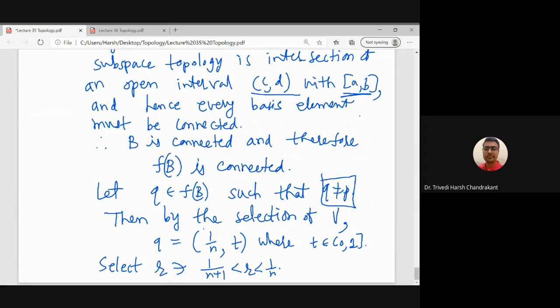And then later on what we are selecting is a number r. Now this Q is fixed, so now our 1 upon n is fixed, right? It depends on which vertical line Q belongs to, so that will fix our n. So now n is fixed, so we can fix a number r which is greater than 0, and it is between 1 upon n plus 1 and 1 upon n, right? So r is the number between 1 upon n plus 1 and 1 upon n. Since n is fixed, now r is also fixed.